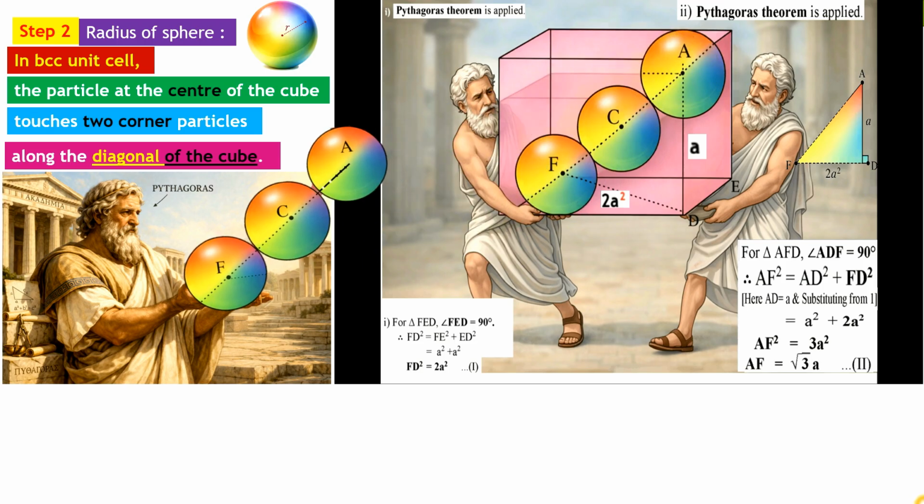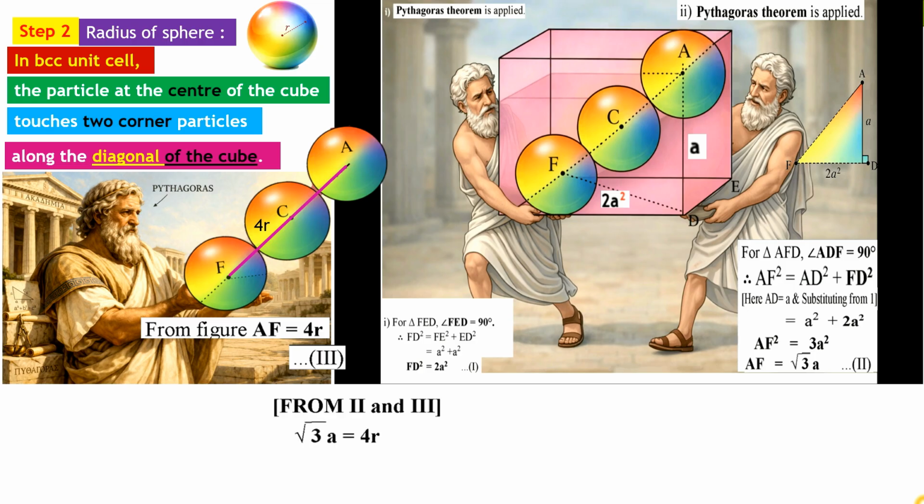From the figure, we can see that the length of AF is equal to 4r. Let this be equation 3. From equations 2 and 3, we get square root of 3 into a equals 4r. Rearranging the equation, we get r equals square root of 3 into a divided by 4. This is equation 4.